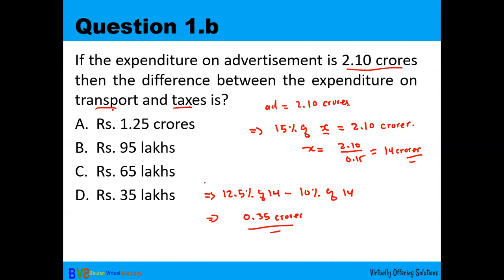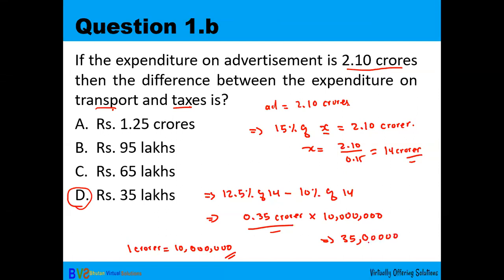Okay. In our options there is no 0.35, there is 35 lakh. So obviously the answer is that. Because you know that 1 crore is 10 million. So you just multiply 0.35 by 10 million. When you multiply this, you will get the answer as 35.